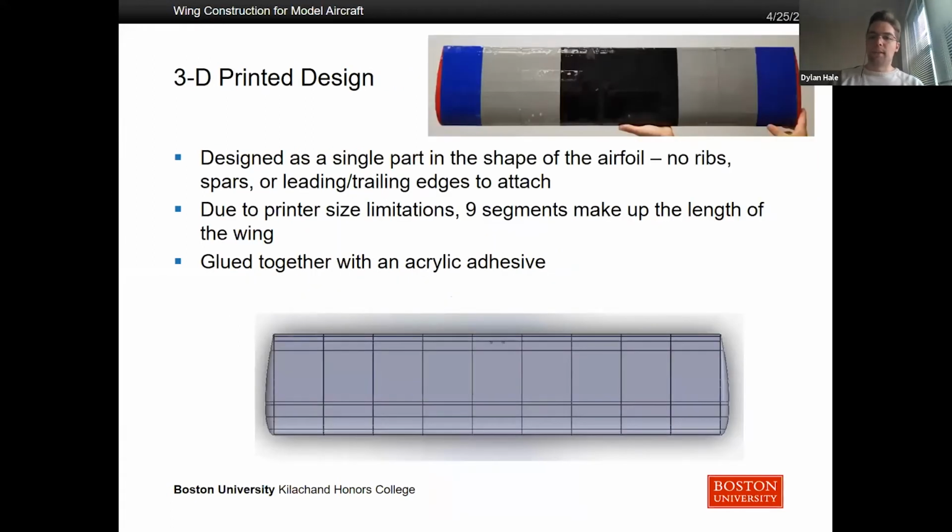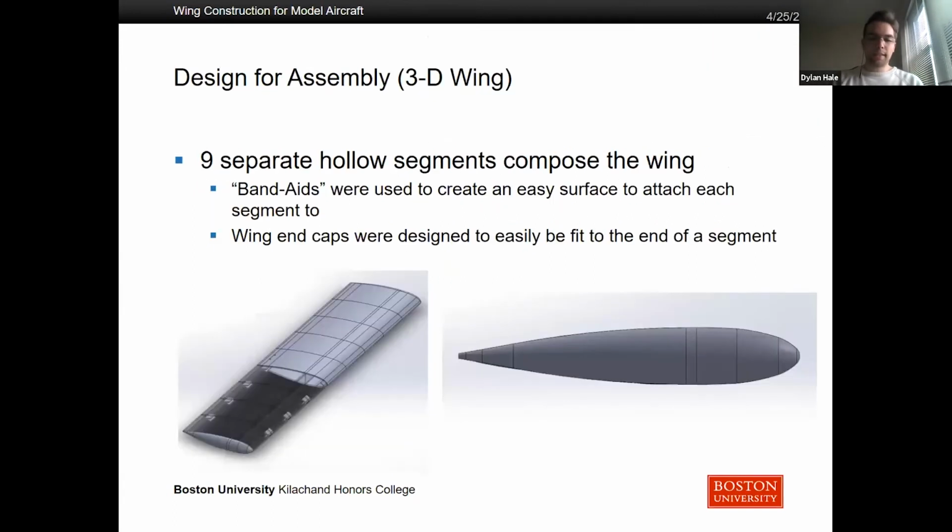For our 3D printed design, we actually didn't use the rib spar method of assembly. We made a single part that was just in the shape of the airfoil because the 3D printed material, the plastic, holds its shape a lot better and it doesn't really need all those internal supports. But due to the printer size limitations, we had to break the wing up into 9 segments and then assemble them together. And we glued those all together with an acrylic adhesive, which is a lot more preferable to wood glue because wood glue can take a few hours to dry, whereas the acrylic adhesive will be dry in a few seconds.